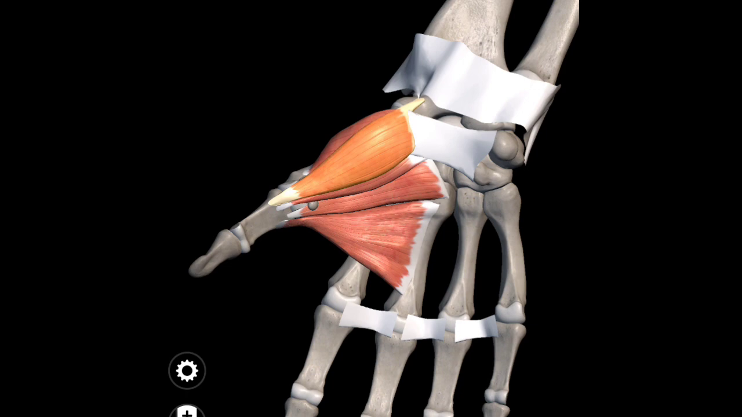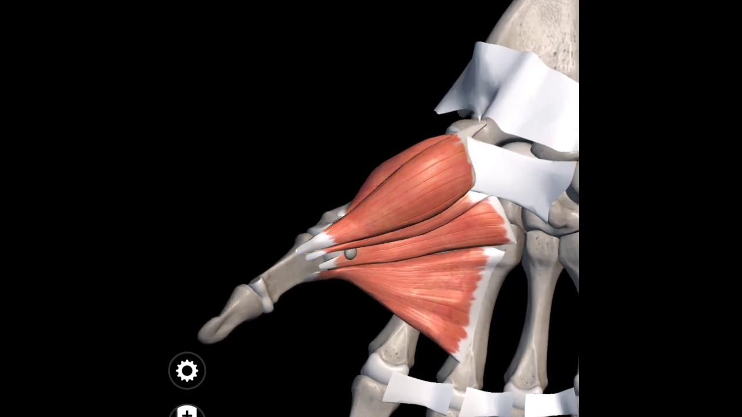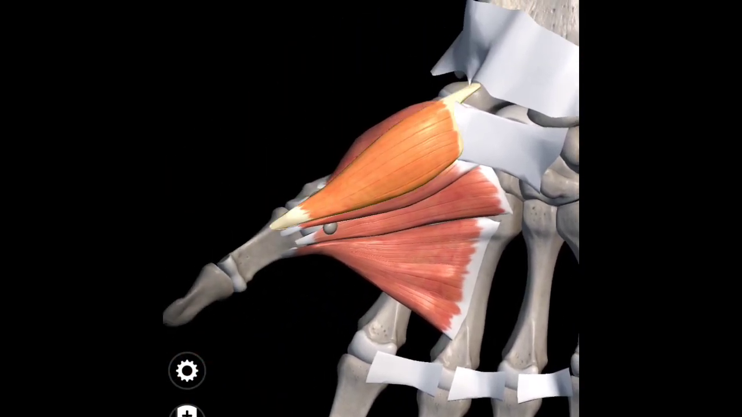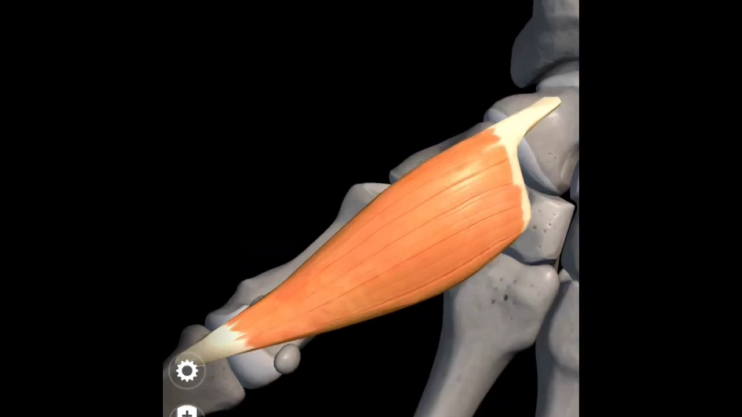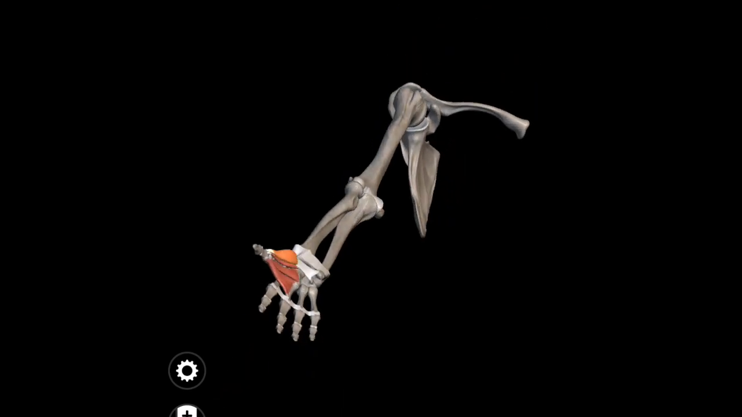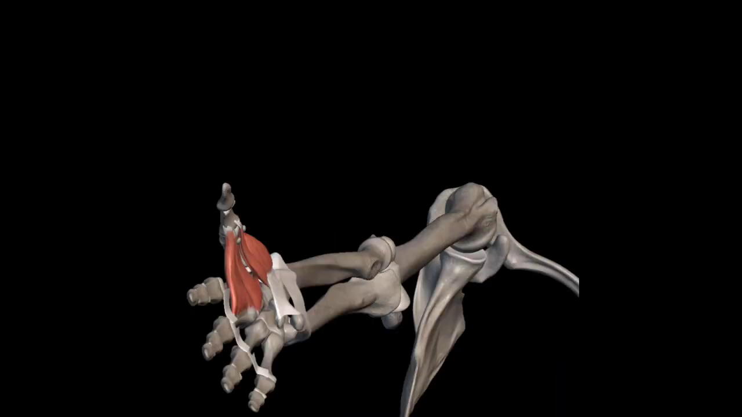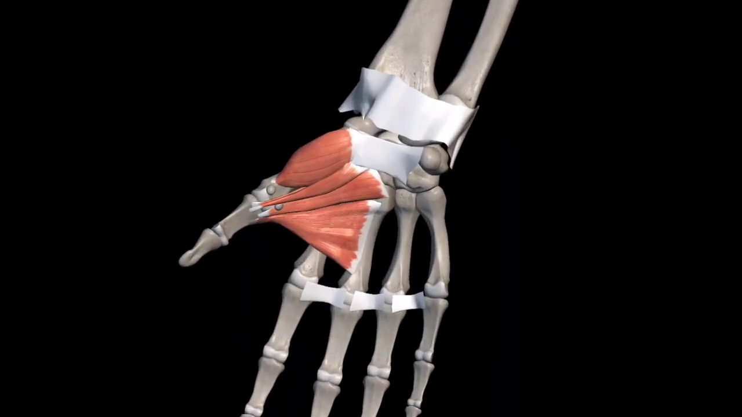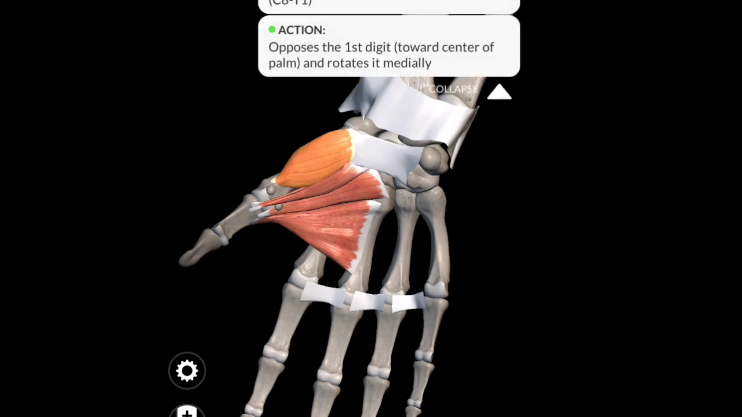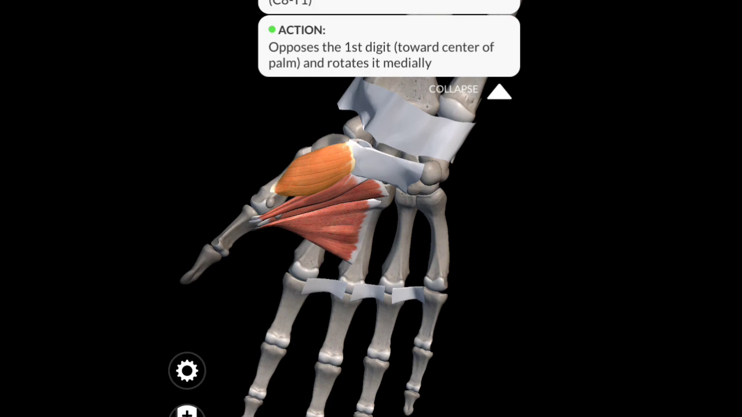Okay. Now here you can see this is the abductor pollicis brevis. One is the abductor, one is the flexor. The abductor is supplied by the median nerve. Now here you can see the opponens pollicis. This is the opponens pollicis muscle supplied by the median nerve. Okay, this is supplied by the median nerve.